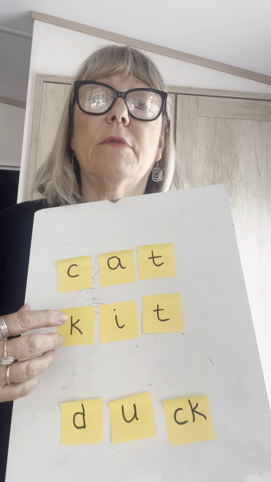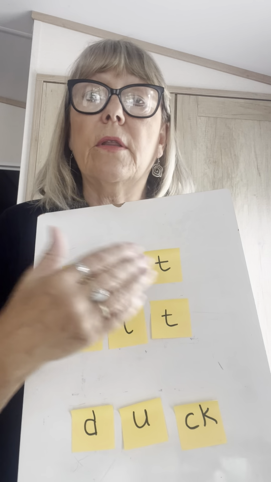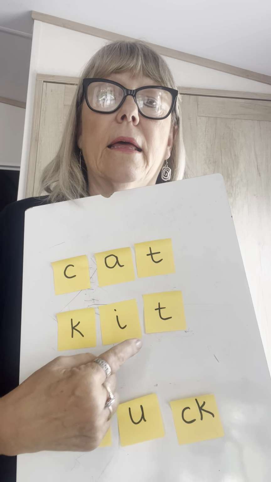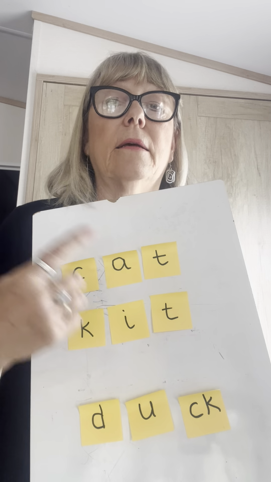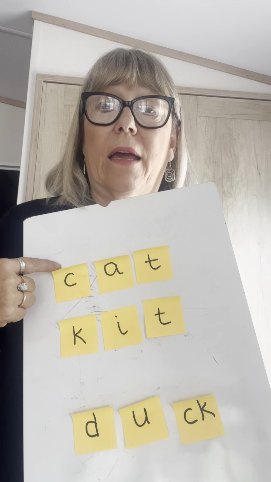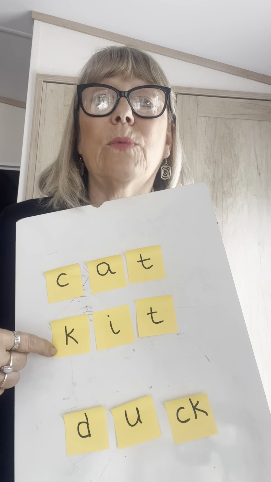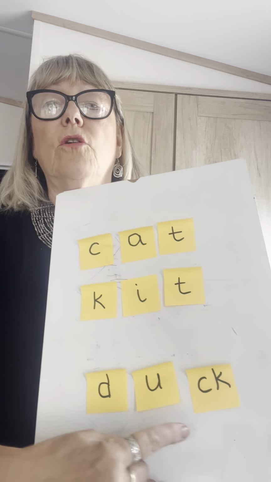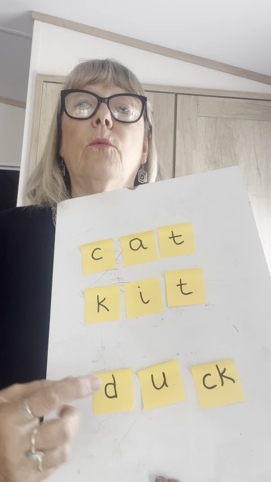And then again get them to construct the word, build the word, put the sounds together so they can sound it out, and they'll go k, i, t, kit. Brilliant. So look, we've got that way of spelling k and this way of spelling k. And I'm going to show you another way. This is another way to spell k in the word duck.